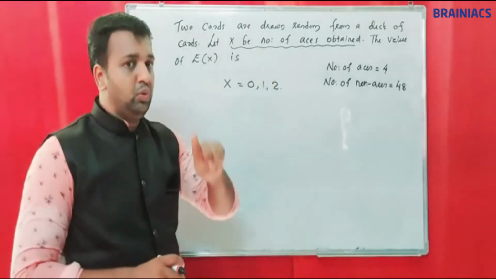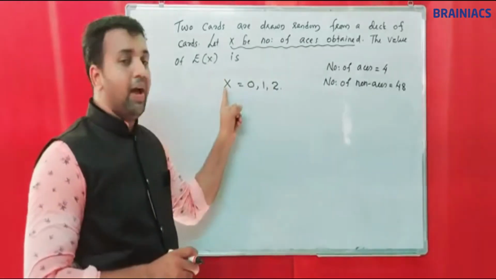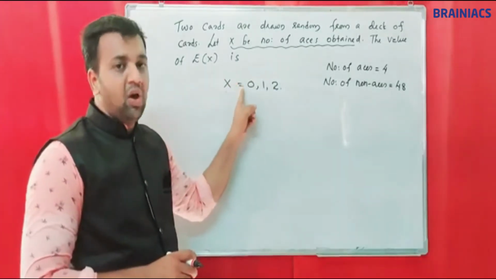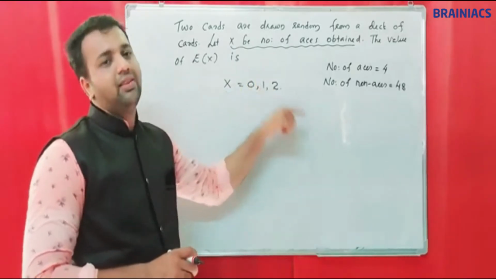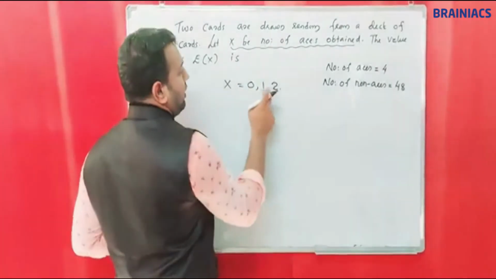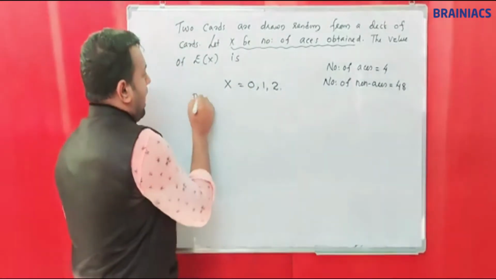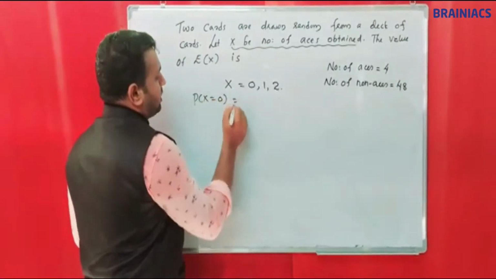Since 2 cards are drawn, we can get the values of x as 0, 1, 2. If instead 3 cards were drawn, we could get the values x equal to 0, 1, 2 and 3. Okay, so here 0, 1, 2 are the values of x. Then we have to find out P of x is equal to 0.